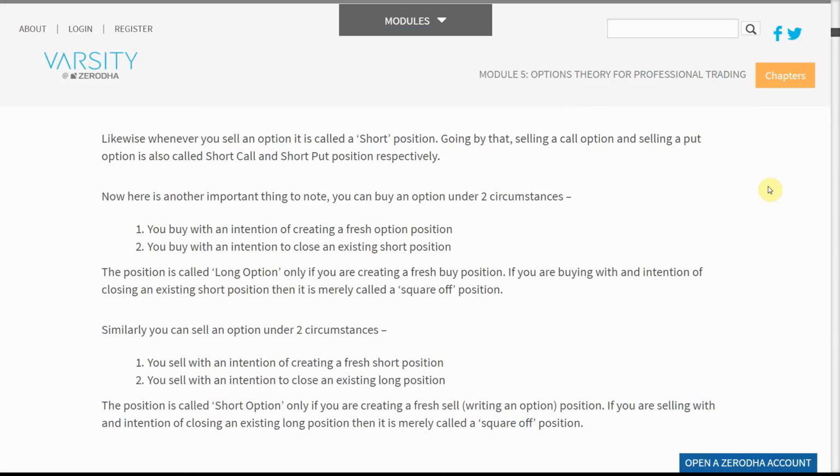Now here is another important thing to note. You can buy an option under two circumstances. You buy with an intention of creating a fresh option position. You buy with an intention to close an existing short position. The position is called long option only if you are creating a fresh buy position. If you are buying with an intention of closing an existing short position, then it is merely called a square off position. Similarly, you can sell an option under two circumstances. You sell with an intention of creating a fresh short position.